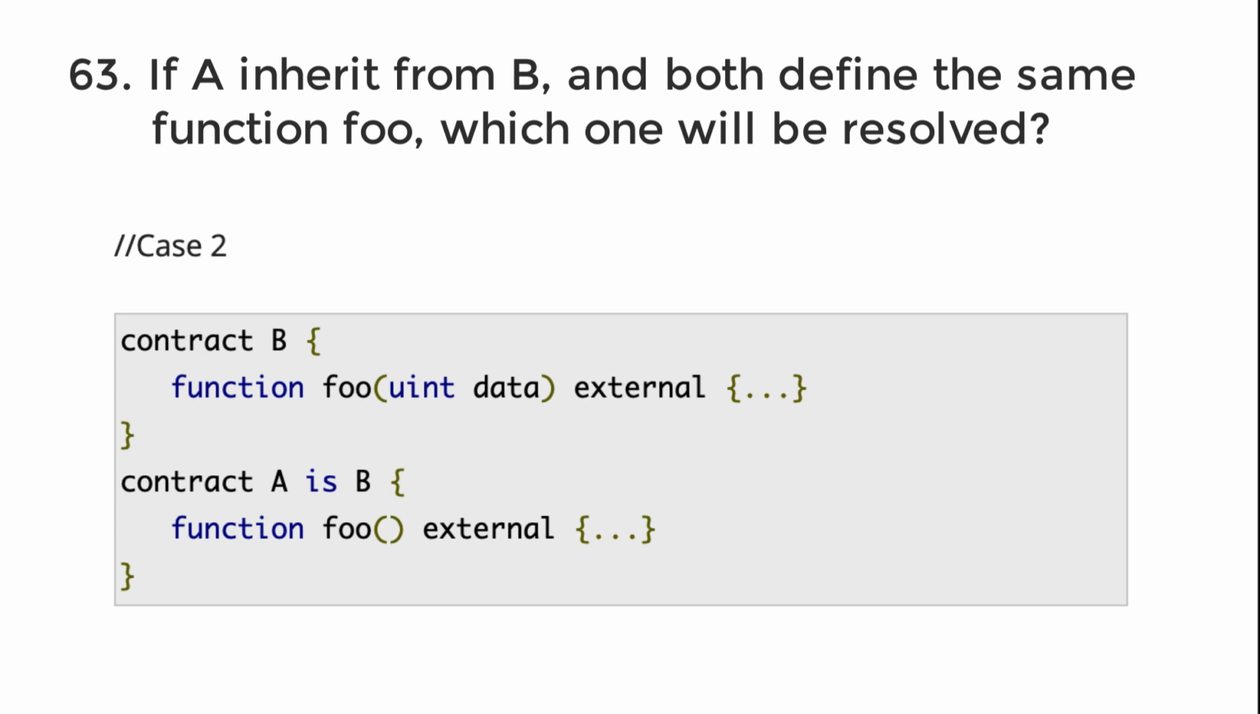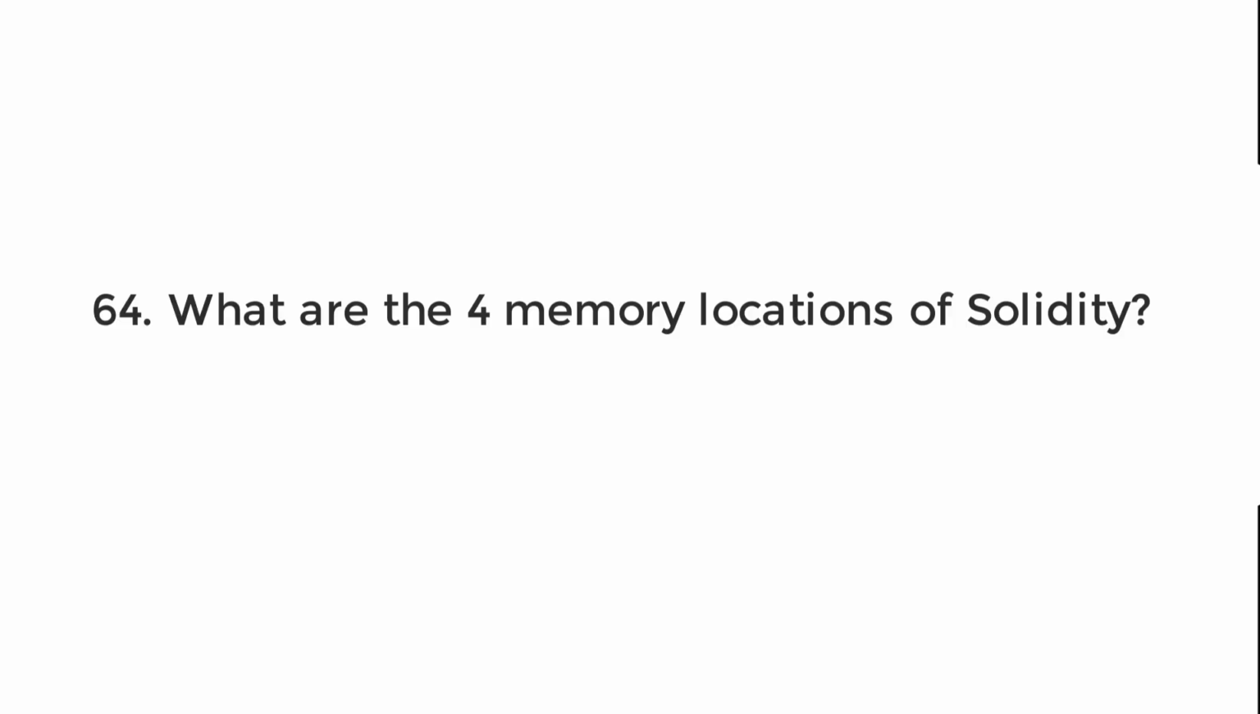So for example, on the contract A, if you try to call foo and you give it an argument, for example the integer 1, then the foo function that will be resolved will be the foo function of contract B, not foo of contract A, which doesn't take any argument. So you need to be careful of function signature when you deal with a function override.